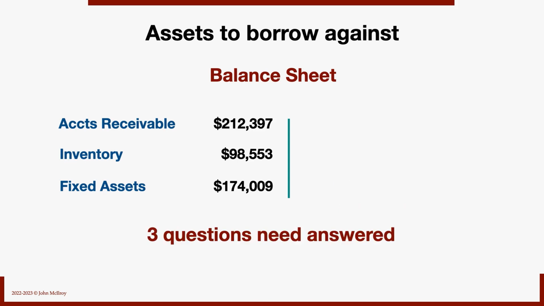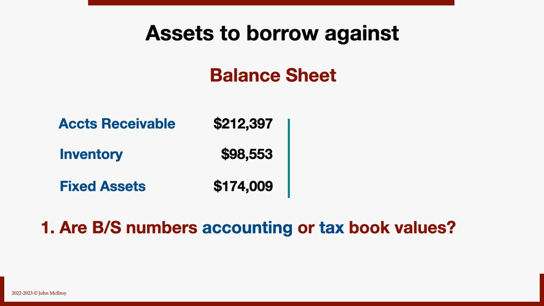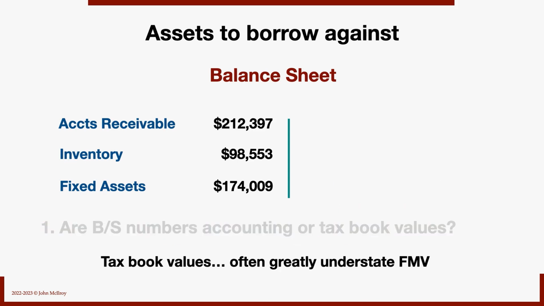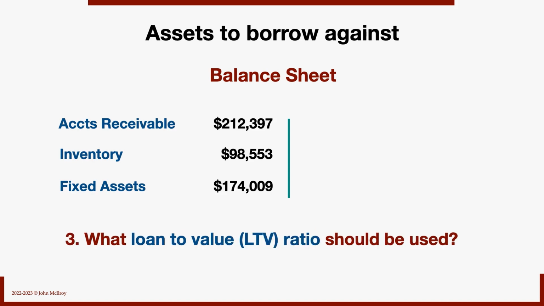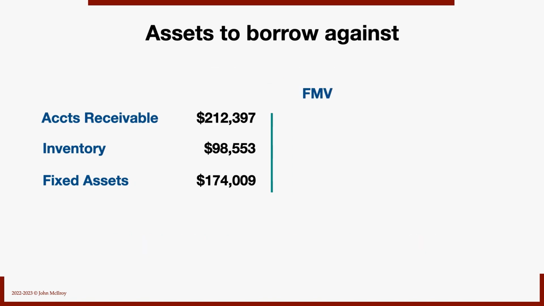So the 3 questions we need answered are, number one, is it accounting or tax book value? Tax book values especially often greatly understate the fair market value. But we have to find out what is the fair market value of these balance sheet assets. And then finally, what is the loan to value ratio that we can use in terms of how much of the value of the asset can we actually borrow? So let's take a look at those.